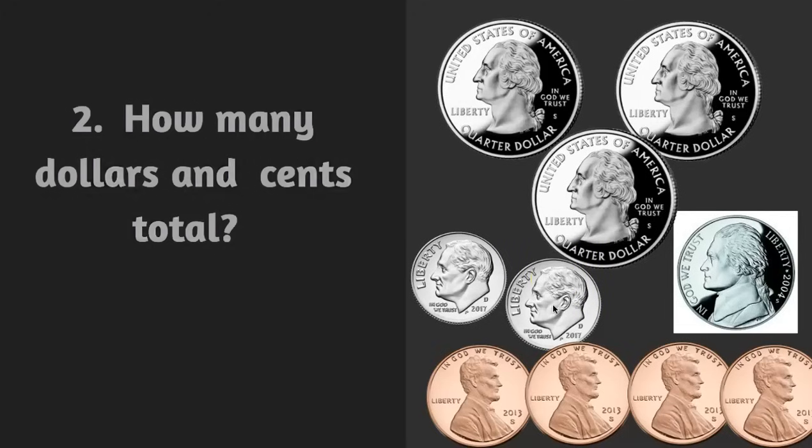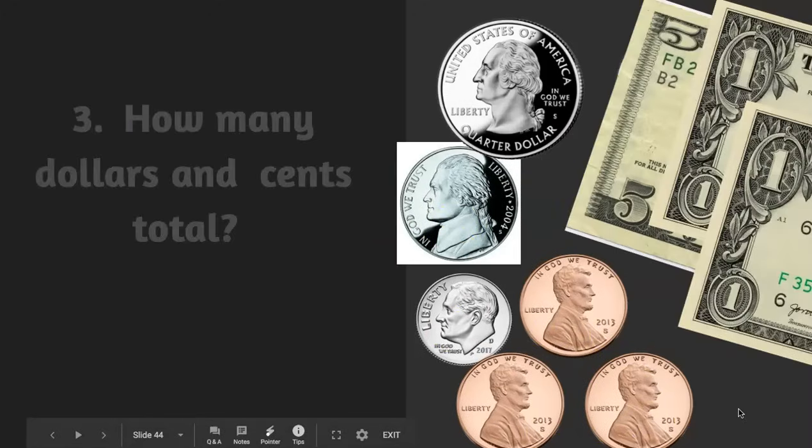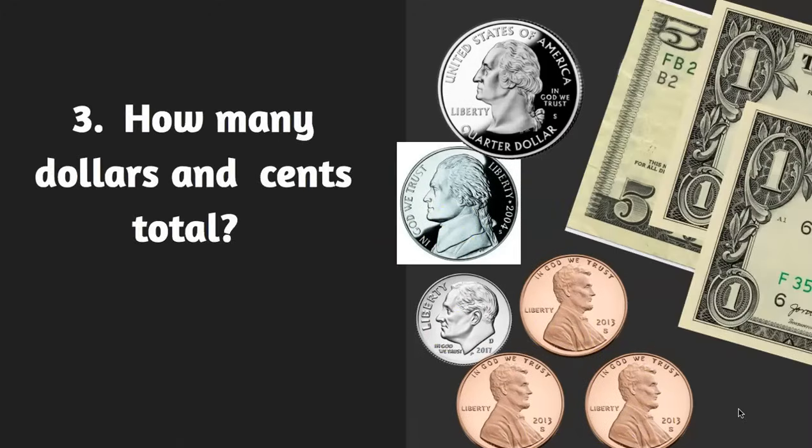Number 2. How many dollars and cents? So here we have 3 quarters, 2 dimes, 1 nickel, and 4 pennies. How many dollars and cents? Pause the video if you need more time. 1 $5 bill, 2 $1 bills, a quarter, 1 nickel, 1 dime, 3 pennies.